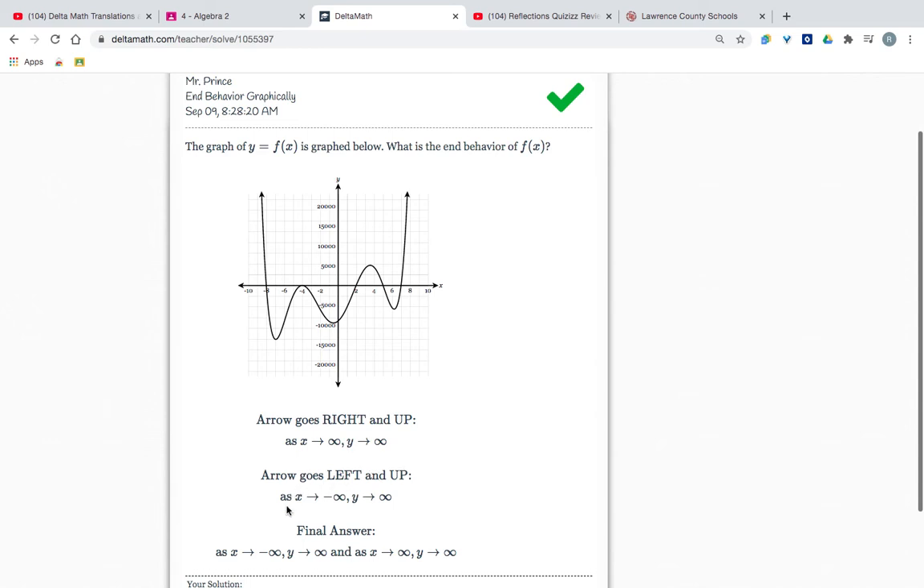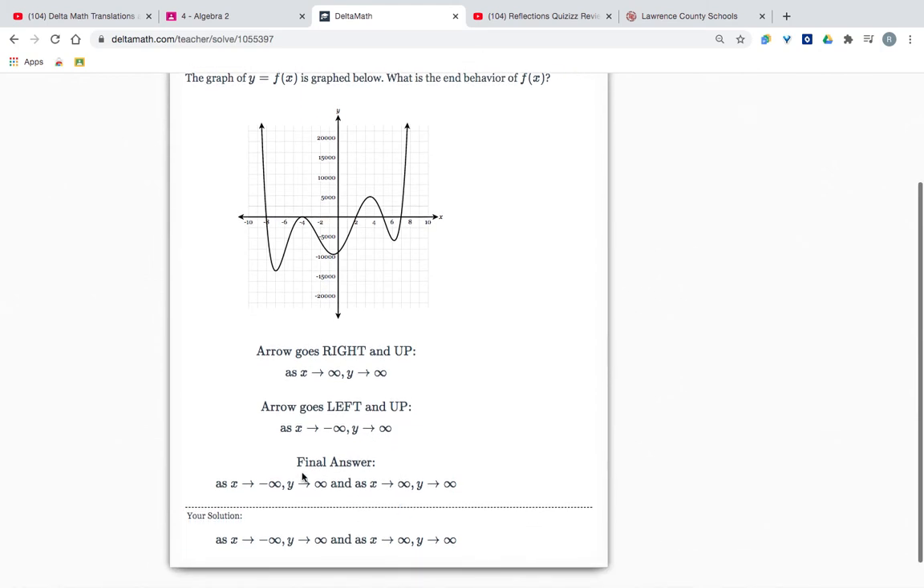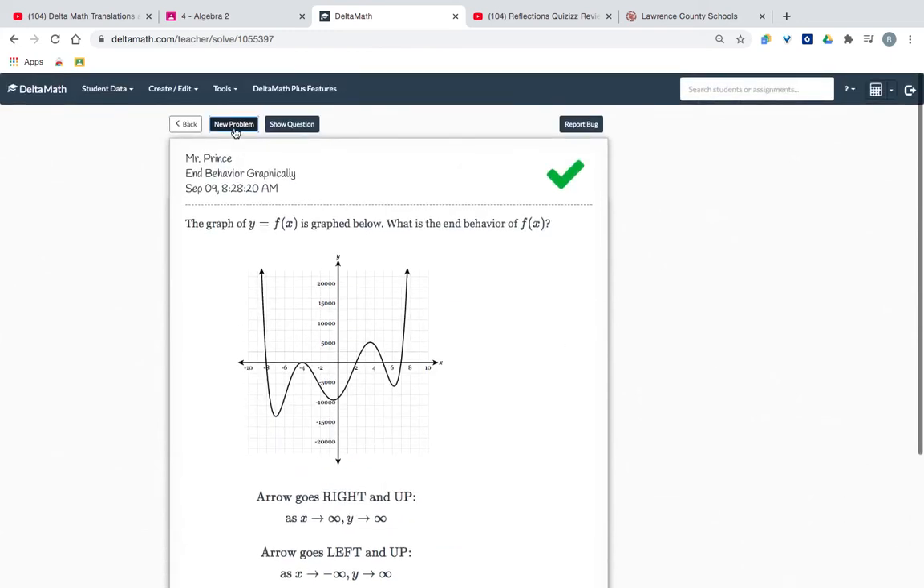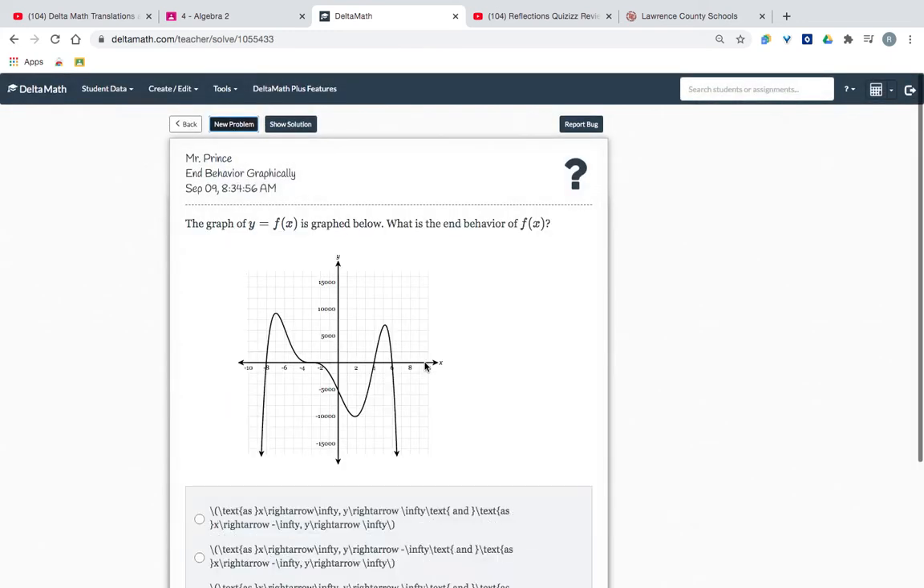X goes left and up: x approaches negative infinity, y approaches positive infinity. So then your final answer, and it always does the x approaches negative infinity part first and then x approaches positive infinity next. So it goes left and right, but on multiple choice you can't screw that up anyway. Let's go to a new problem.